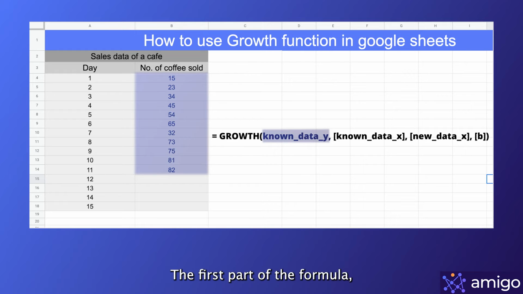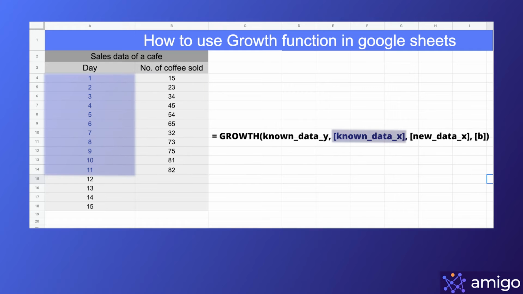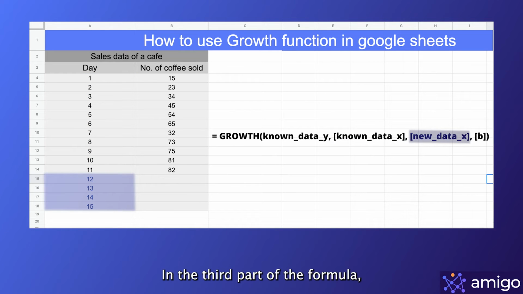The first part of the formula, known_data_y, is the range containing the known dependent values, the known sales values in our case. The second part of the formula, known_data_x, is the values of the independent variables, the days with known sales values in our case. In the third part of the formula, new_data_x is the data points to return the y value, in our case, the days for which we want to predict the sales.